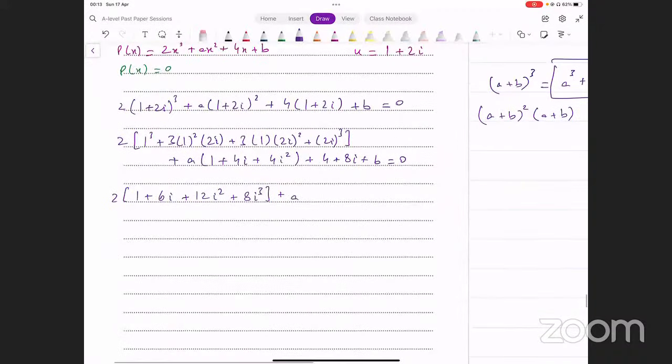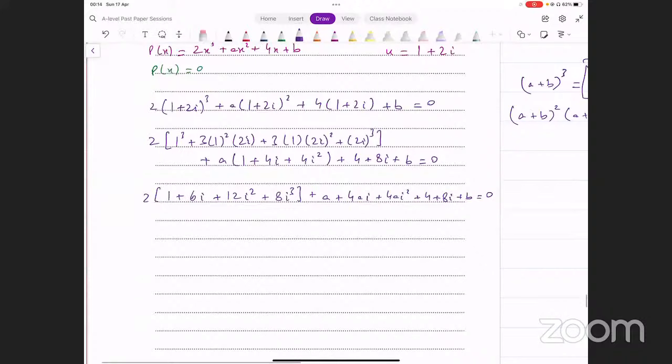plus a plus 4a iota plus 4a iota square plus 4 plus 8 iota plus b equals 0. ठीक है, अच्छा अब आयोटा स्क्वायर -1 होता है तो आयोटा स्क्वायर की जगह पर -1 डाल सकते हैं आप. What does that give us? 1 plus 6 iota minus 12 iota square -1 हो गया.